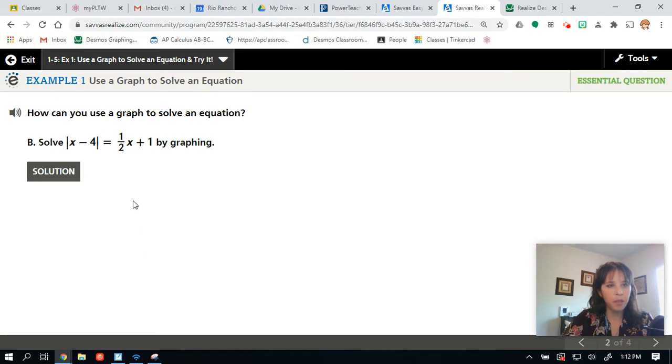Okay, how can you use the graph to solve an equation? So we're going to solve the absolute value of x minus 4 equals 1/2 x plus 1 by graphing.